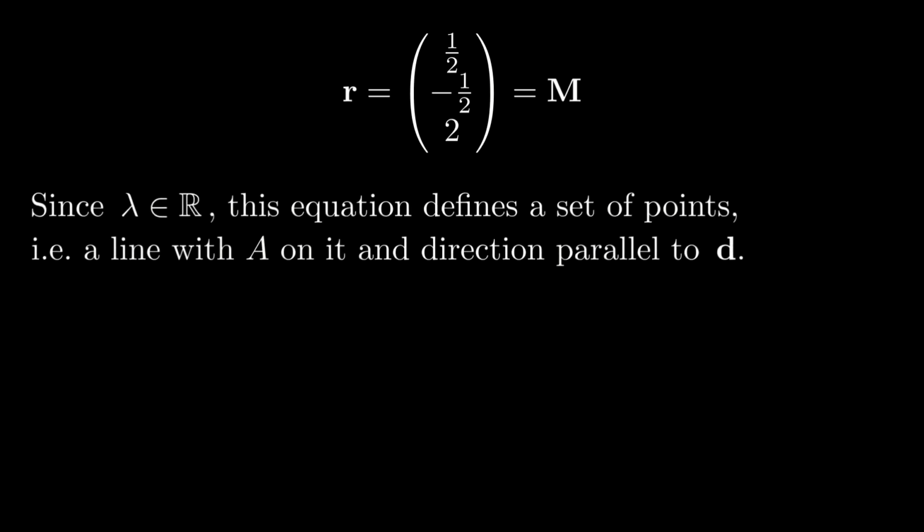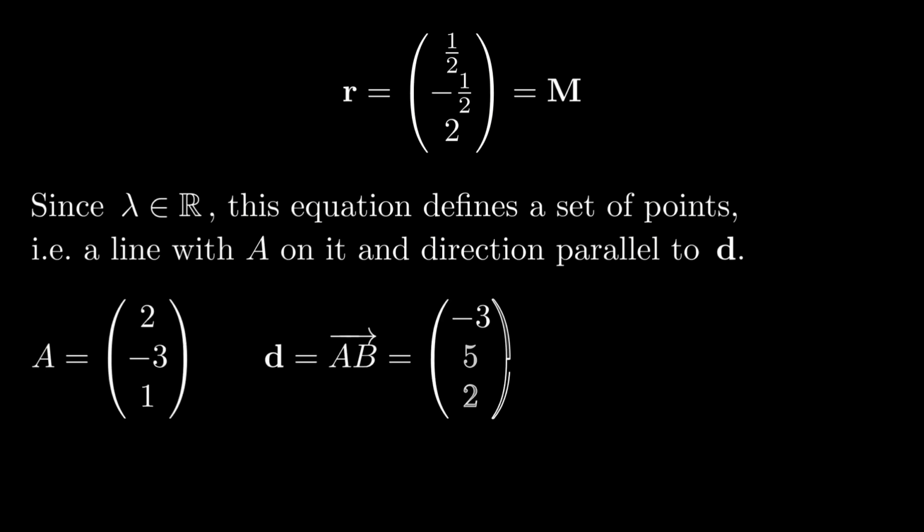And yes, since lambda can be any real number, the equation will define a set of points. And this set of points will have A on it, which was 2, -3, and 1. And these points will also be in a direction parallel to d. So we can see the displacement vector and direction vector d on the screen.